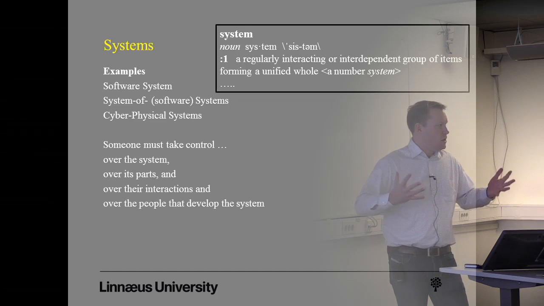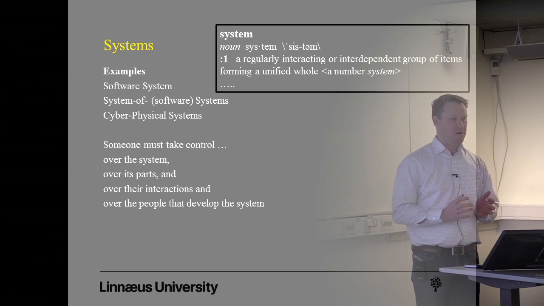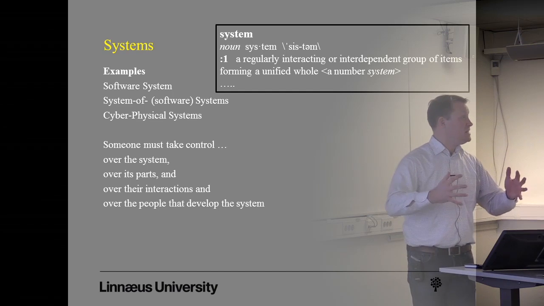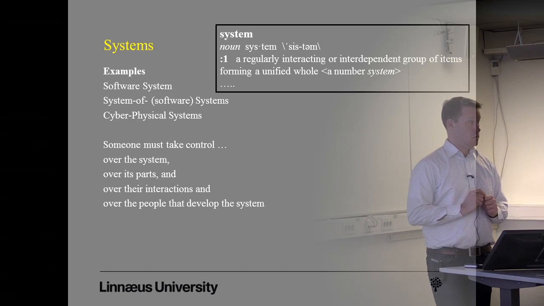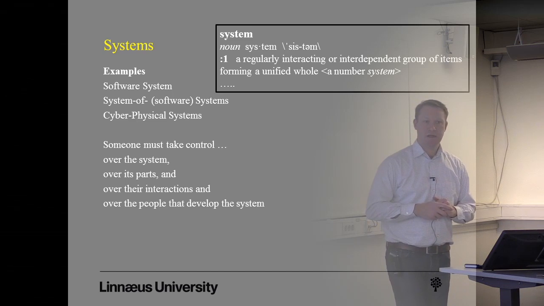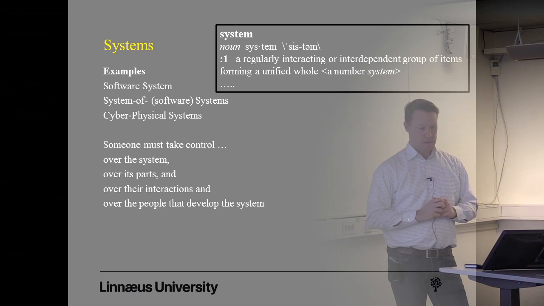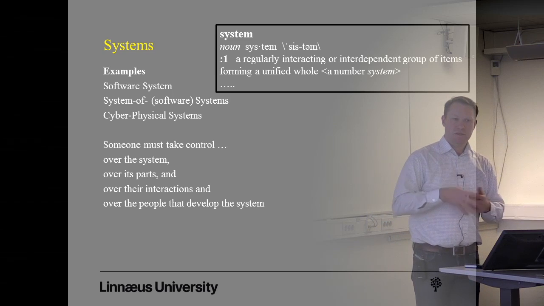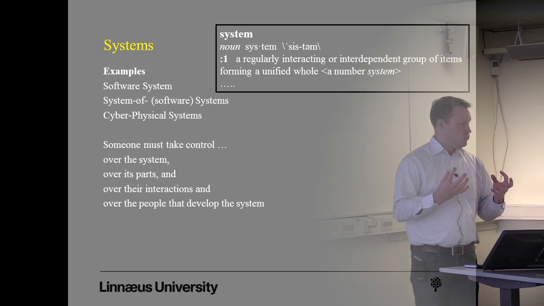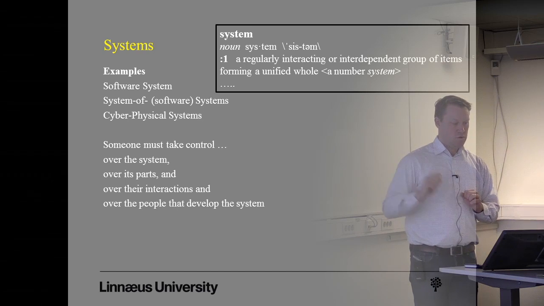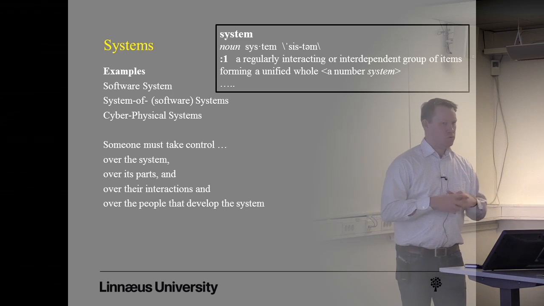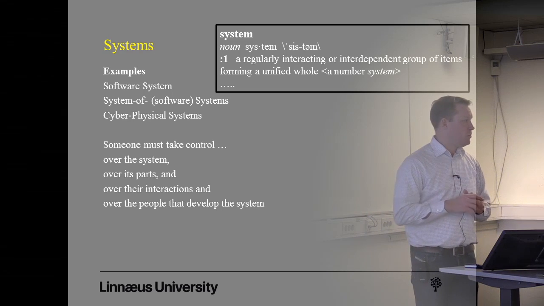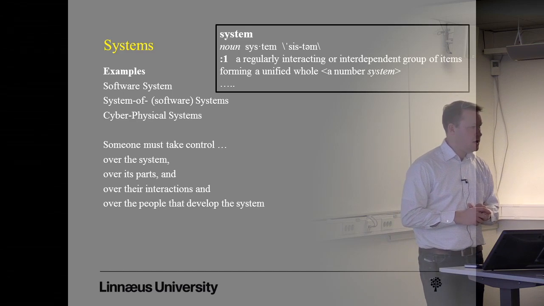What do we mean by that? Well, in order to develop a system, we must define what is the system, what is in the system, and what is not in the system. That's the first step. One of the questions we will answer in this class is how to do that. Second, we must understand the parts. Remember, the system was a set of interacting items. So we must take control over these parts, defining which parts we have. What are the responsibilities for the different parts in our system?